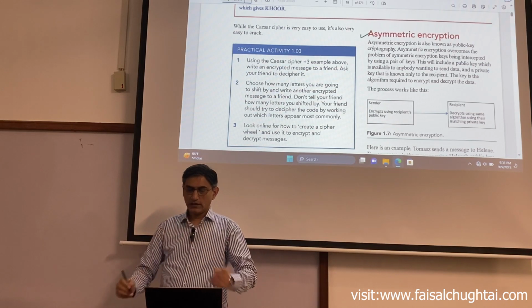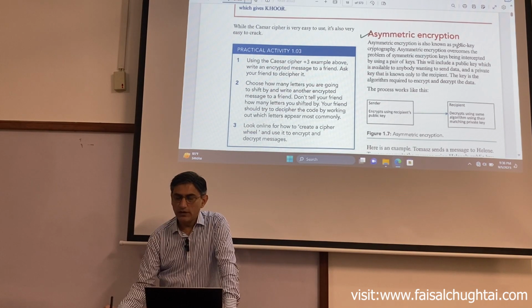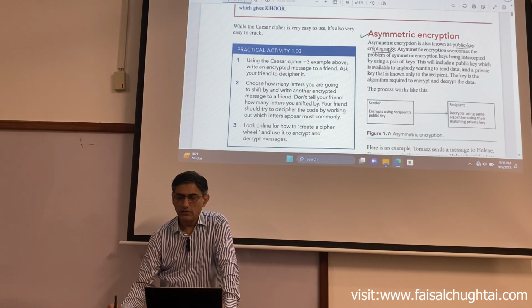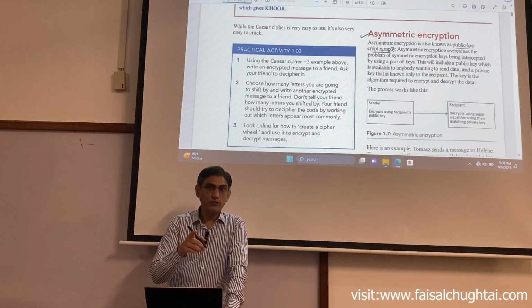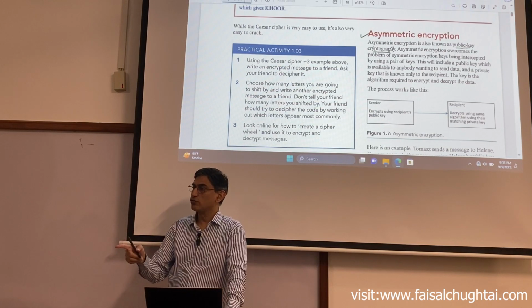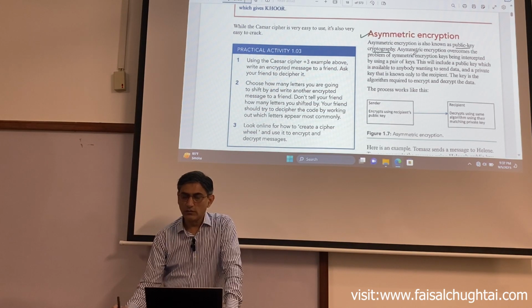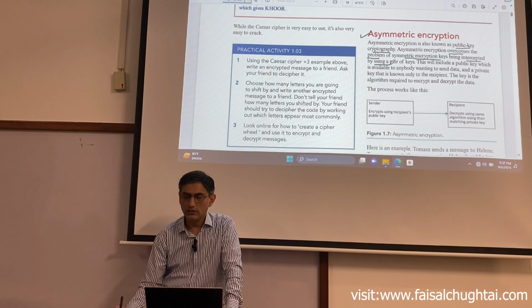Well, let's see. If you look at it, it says asymmetric encryption is also known as public key cryptography or public key encryption. Symmetric encryption is also known as private key encryption, whereas asymmetric encryption is also known as public key encryption or cryptography. Okay, this is an important point: asymmetric encryption overcomes the problem of symmetric encryption where keys can be intercepted, by using a pair of keys.